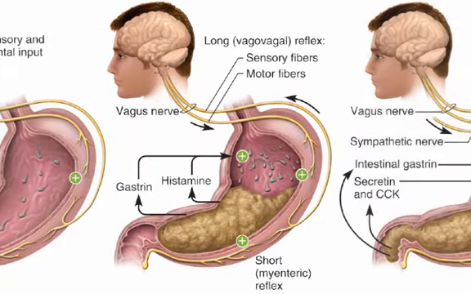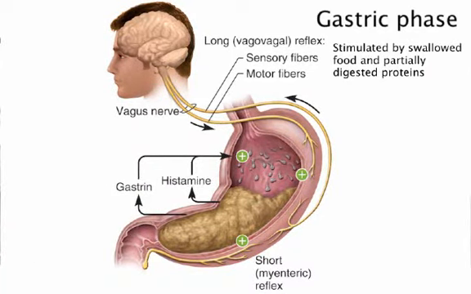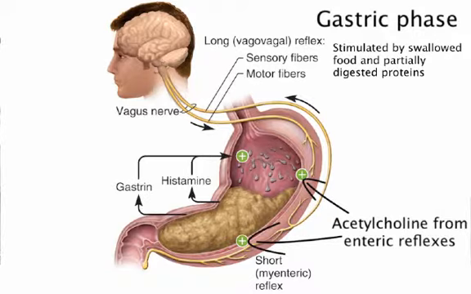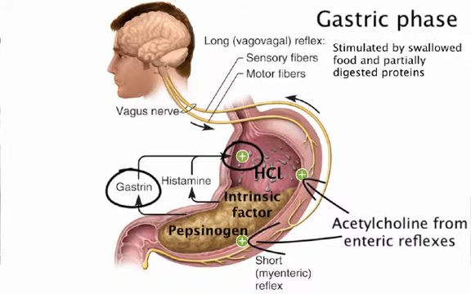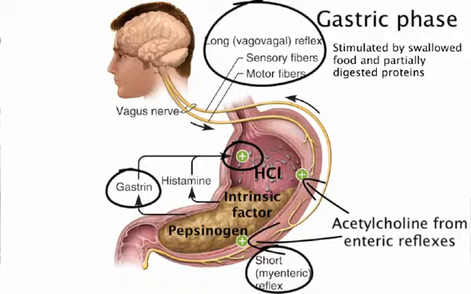The gastric phase is a period in which swallowed food and semi-digested proteins in the stomach activate gastric activity. Acetylcholine and gastrin stimulate the stomach to secrete hydrochloric acid, intrinsic factor, and pepsinogen. The physical presence of food stretches the stomach and raises the pH of its contents. The stretch activates two reflexes that stimulate gastric secretion via acetylcholine released from the parasympathetic nervous system.